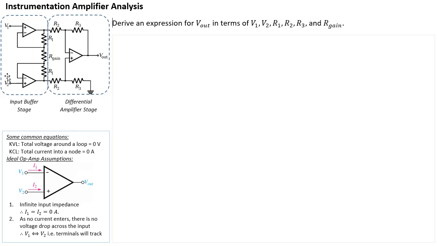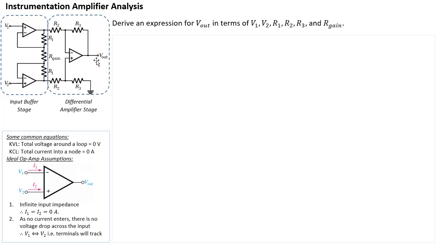So you have an input buffer stage that takes in inputs V1 and V2. It has its own gain, and then the output of that stage goes into the differential amplifier stage, again with its own gain. So you actually have a system with two gains: the input buffer stage gain and the differential amplifier stage gain. The way we're going to analyze the circuit is to just look at the input buffer stage, and I'll leave the analysis of the differential amplifier stage to the other video that I've already made. When we come to the differential amplifier stage, I'm just going to quote the final equation, and then proceed from there to figure out what Vout is.